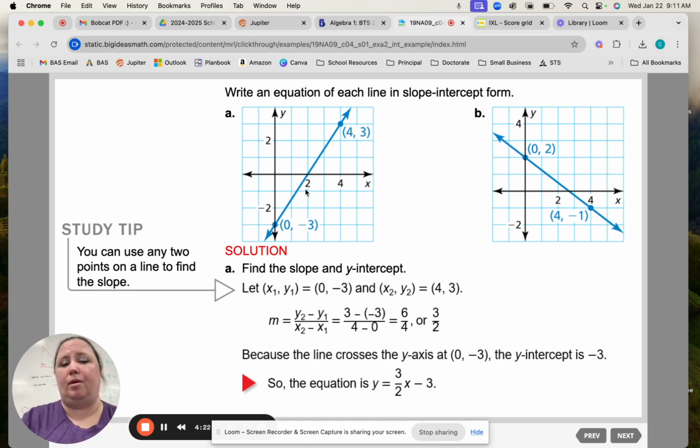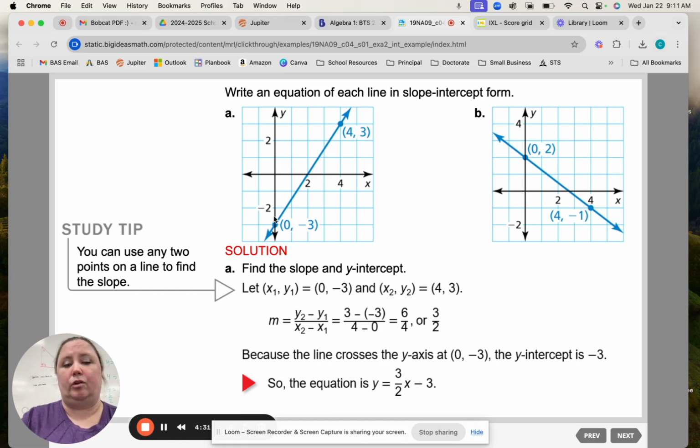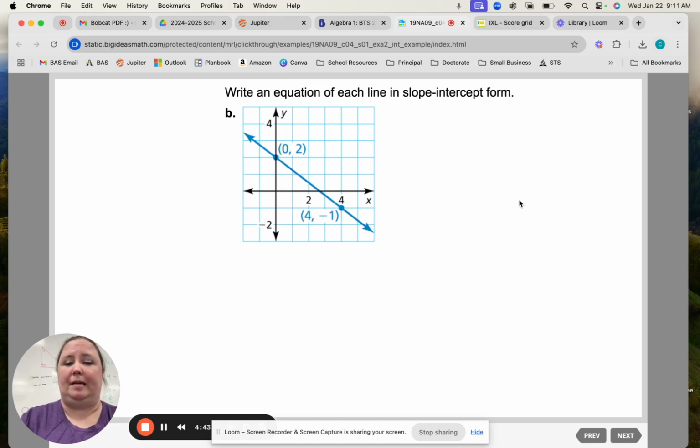So I start at this point. You see here's another place where it crosses nice and pretty. So I go up 1, 2, 3. So that's the top number, and then to the right 2, bottom number. Good question. Anybody else have a question on that? Good. All right, so let's do B.